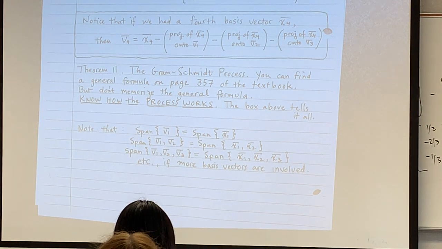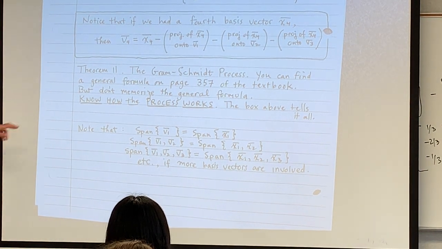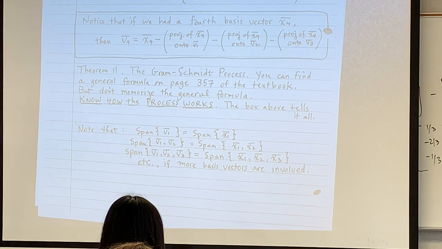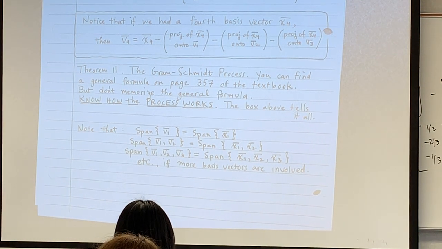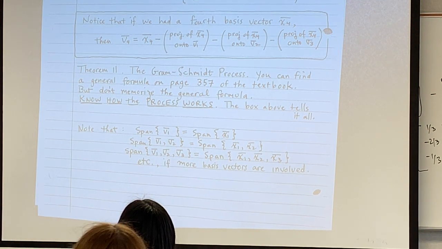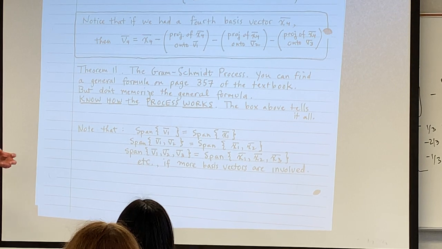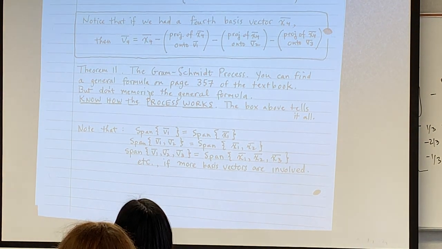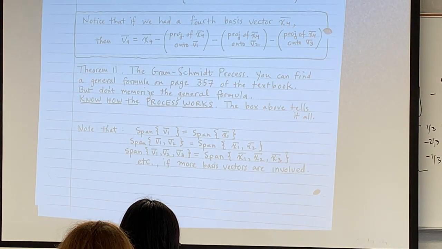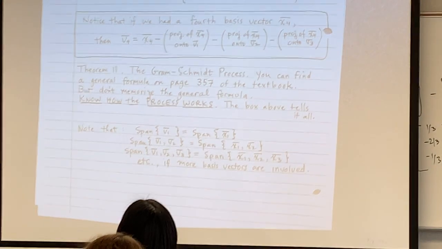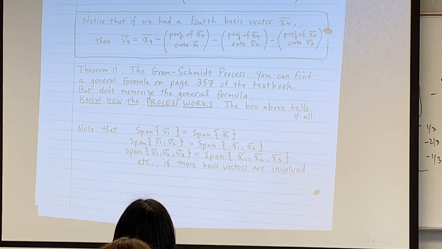That's called Theorem 11, that process in the book. And there's a general formula on page 357. But I hate that general formula because it's just so abstract. It's got too many dots in it, and it's got n, and I think you just want to see how this process builds from one step to the next. Each succeeding step is a little bit more complicated than the preceding one. And that's the Gram-Schmidt process.